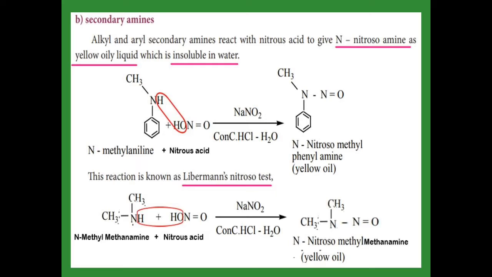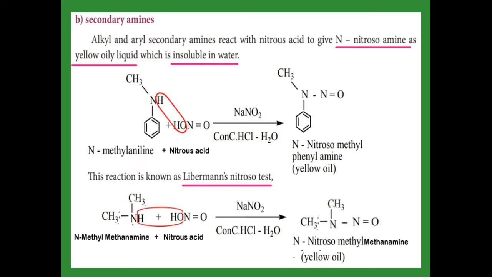The nitrogen containing N double bond O is called nitroso, and the nitrogen containing CH3 is methyl. The same nitrogen containing the benzene ring is called phenyl. So the name of this compound is N-nitrosomethylphenylamine. It is a yellow oil. This reaction is called Liebermann's nitroso test.